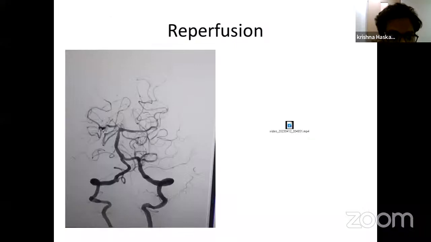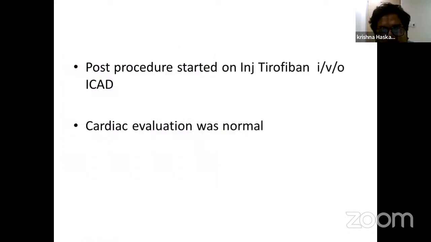After that, a check injection showed reperfusion of the P1 with proximal P1 stenosis. At that time we planned for tirofiban. We started tirofiban infusion for 24 hours after this procedure, and post procedure we continued for 12 hours in view of the underlying PCA atherosclerotic disease. The rest of the stroke workup was normal.